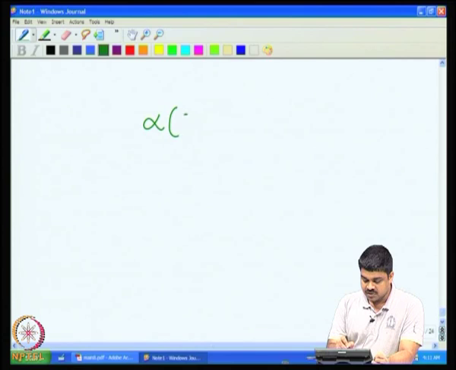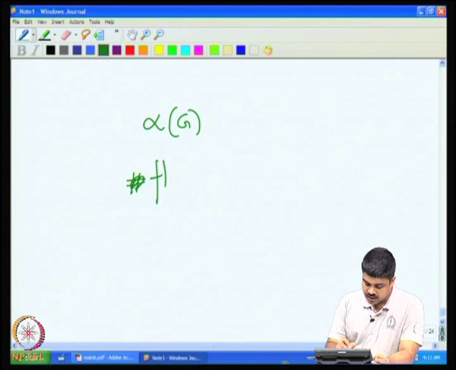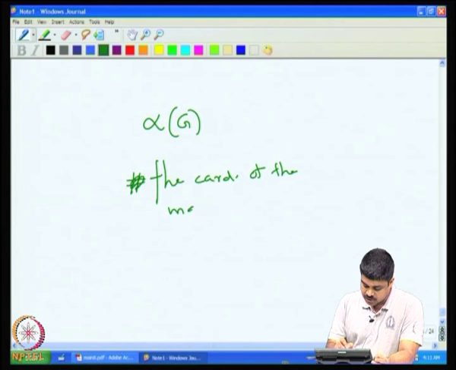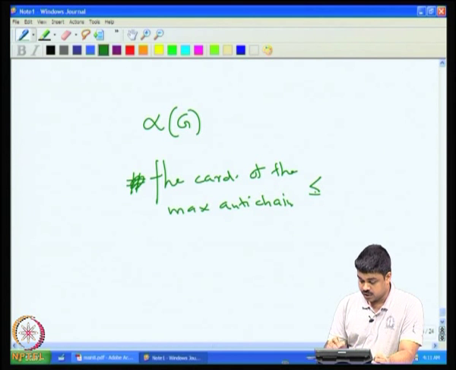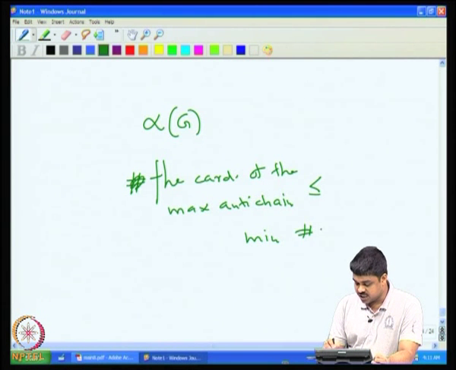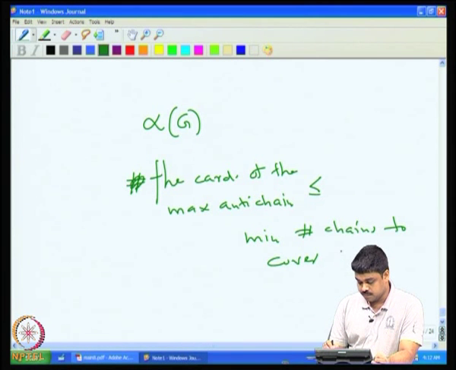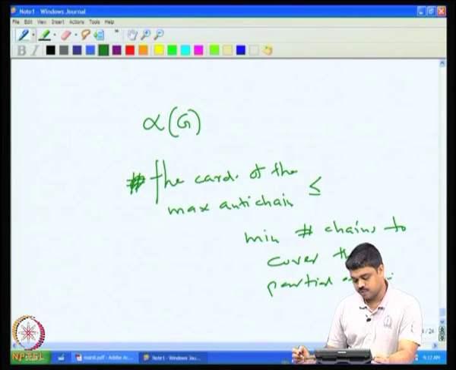This is equivalent to saying that the cardinality of the biggest anti-chain, the maximum anti-chain, should be a lower bound for the minimum number of chains required to cover the partial order, to cover the elements of P.